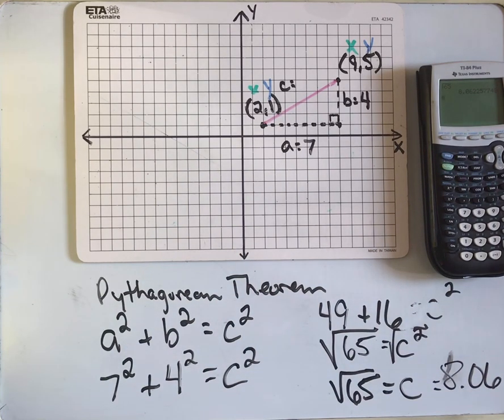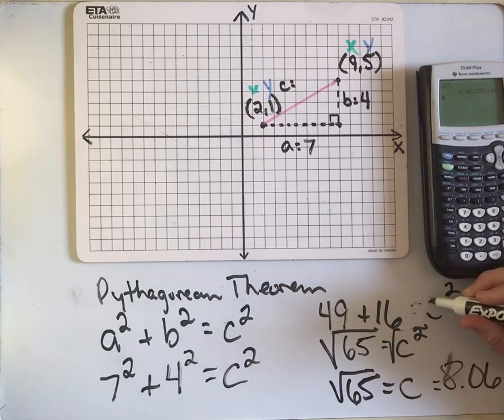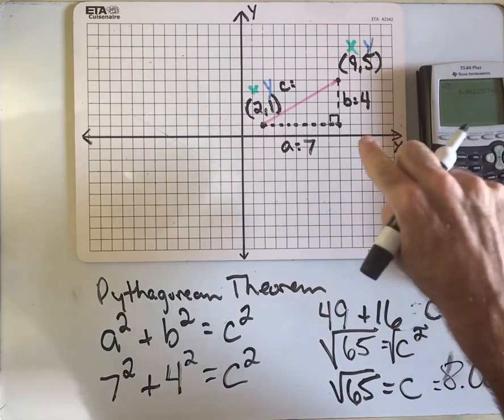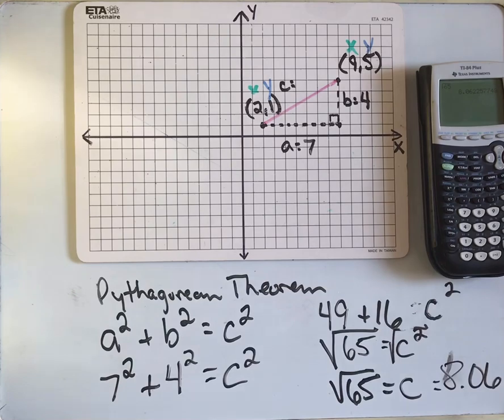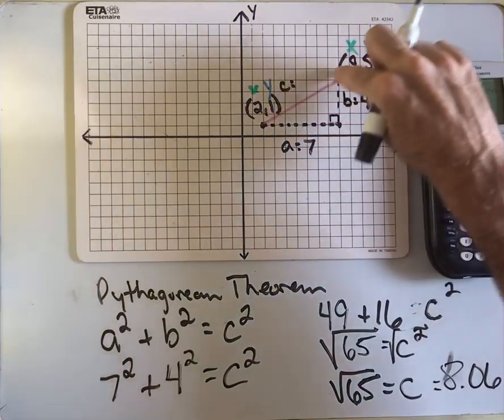Okay, so that's how we do the Pythagorean theorem. In the next video, we're going to take this idea from the Pythagorean theorem and learn a formula where we can just take the coordinates, punch them into the formula, and it will spit out this distance for us.